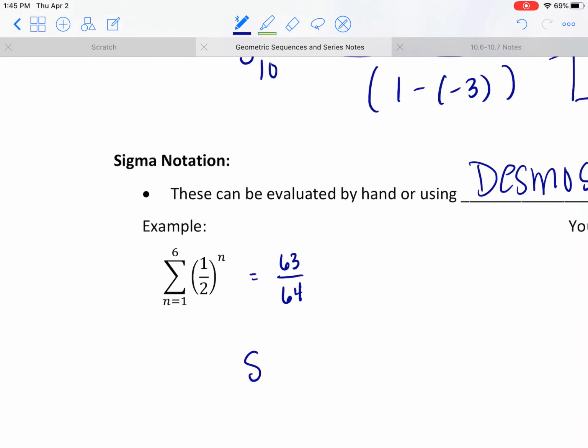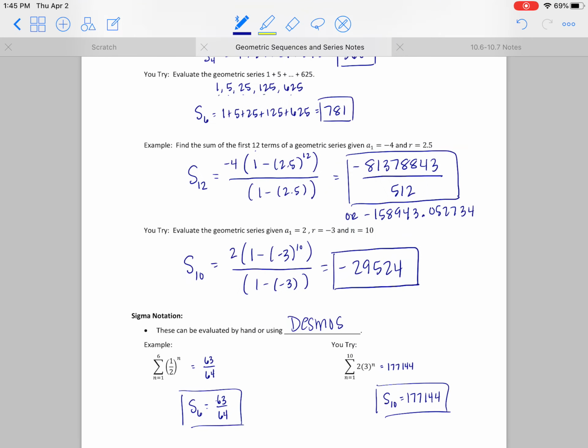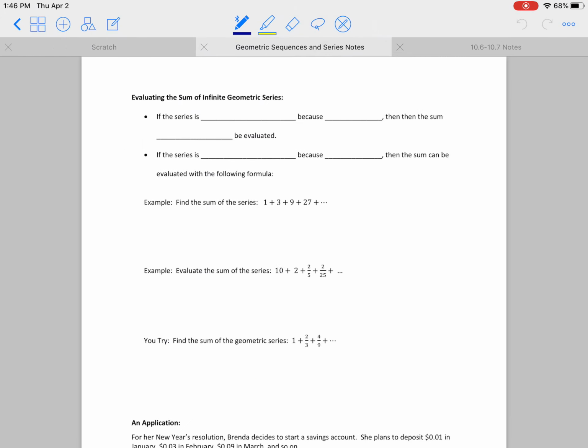I guess technically we should say the sum for these 10 terms is 177,144. And then here we should say the sum for these 6 terms is 63/64. And again, if you wanted the decimal there in place of that fraction, that would be fine. Okay? So these are sums for finite series. That means a countable list of numbers, a list of numbers that stops.